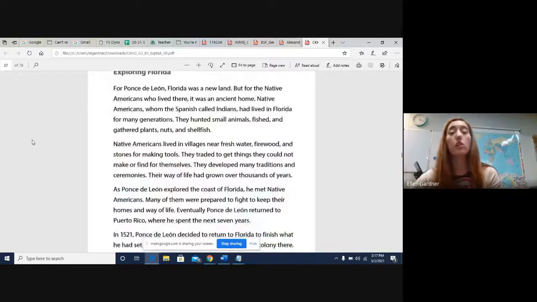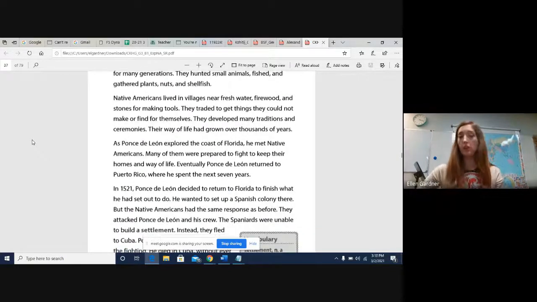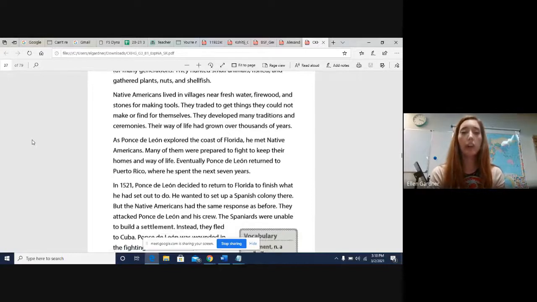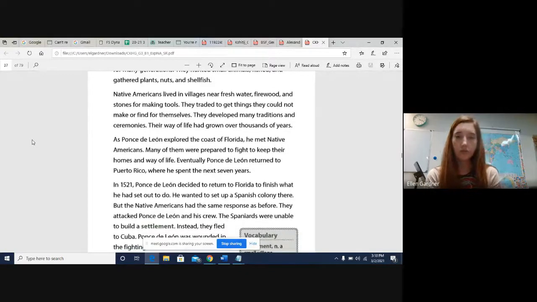Now, for Ponce de Leon, Florida was a new land. But for the Native Americans who lived there, it was an ancient home. Native Americans, whom the Spanish called Indians, had lived in Florida for many generations. We've heard about that in our last unit. They hunted small animals, they fished, gathered plants, nuts, and shellfish. Native Americans lived in villages near fresh water, firewood, and stones for making tools. They traded to get things they could not make or find for themselves. They developed many traditions and ceremonies. Their way of life had grown over thousands of years.